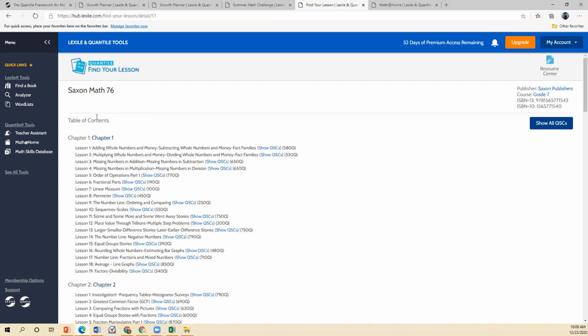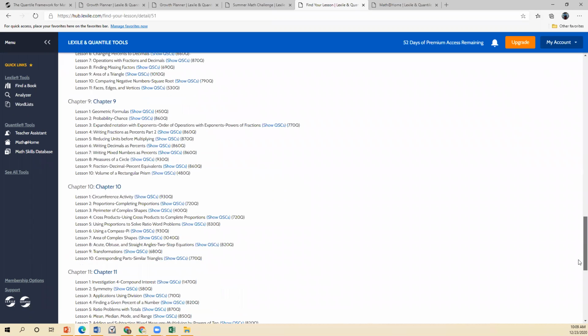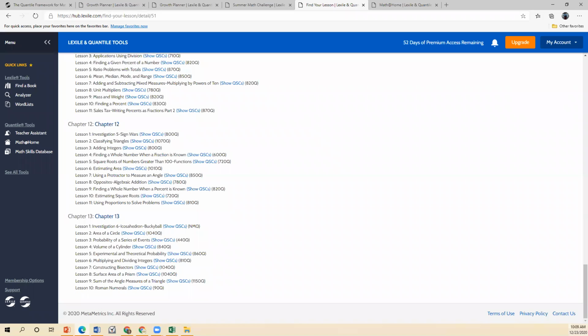So here you see in our Saxon Math book, James had a quantile measure of 825, so it's going to start off easy for him. They should be review. Let's scroll down to something more difficult that he will be learning. Here we show the surface area of a prism. That has a quantile measure of 1040. So this is going to be above where James currently is. He'll be learning new information.